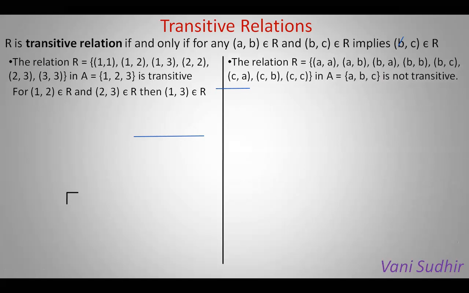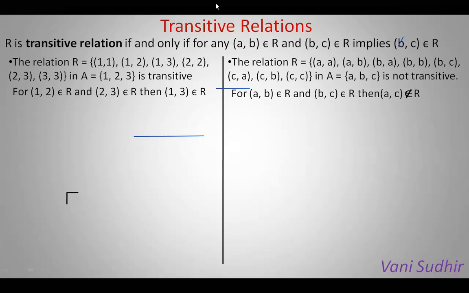One more non-example I am taking. On this side, a non-example I am telling. A comma B is related to R. B comma C is related to R. Whether A comma C is there in the relation or not, you check. You check all the ordered pairs. No, we are not having A comma C. A comma C does not belong to R. Okay. Therefore, it is not a transitive relation.